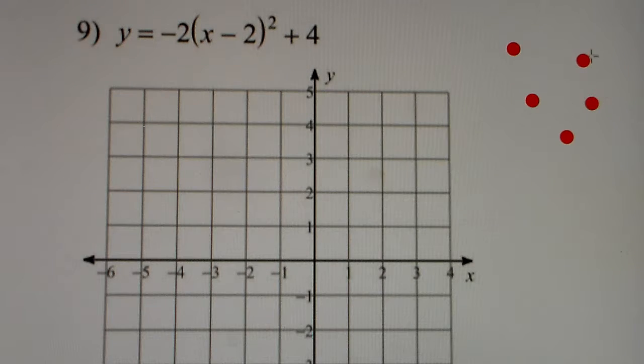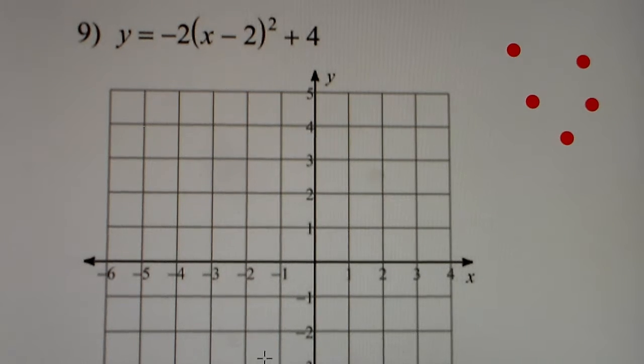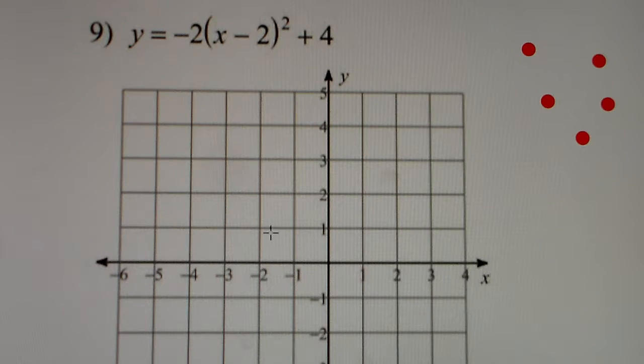All right, moving on, number 9. Halfway through. So we have negative 2 times (x minus 2) squared plus 4. So we know by now, vertex form, 2 to the right, 4 up, plot our point.